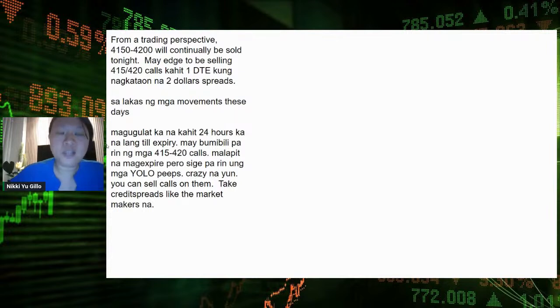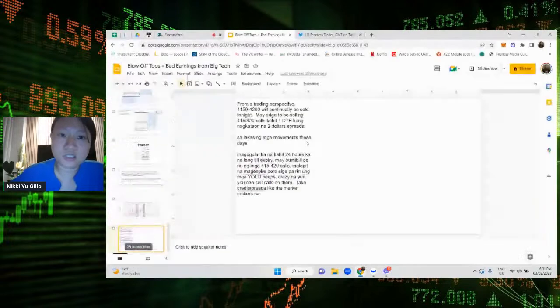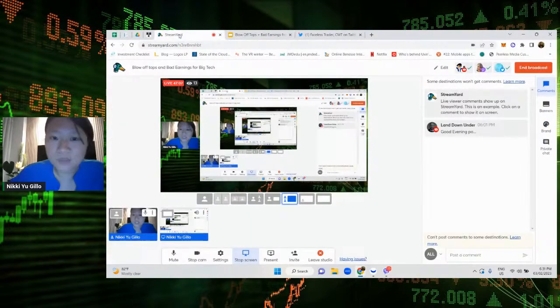So malapit na mag-expire yon, Theta is practically against them. So Theta, time is your friend if you're a seller, time is not your friend if you're a buyer. So you can actually take credit spreads and be thinking like market makers. Okay, so that ends my report, guys.